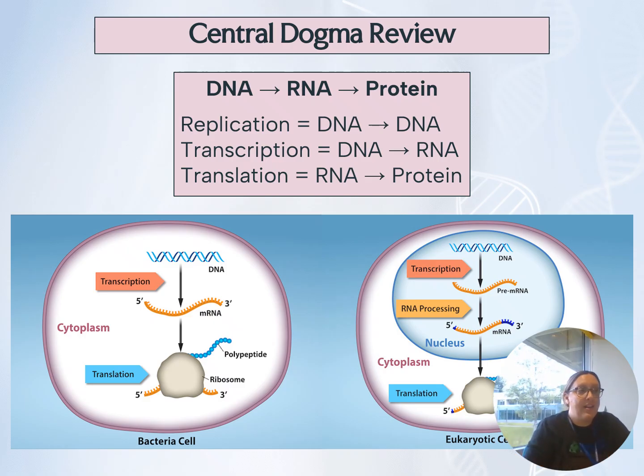Prokaryotes and eukaryotes have a lot of the same steps for this. One of the key differences, however, is that prokaryotes, bacteria, right, don't have a nucleus. So this all happens in the cytoplasm, whereas in eukaryotes, transcription will happen in the nucleus, and then the RNA will find a ribosome in the cytoplasm to do translation.